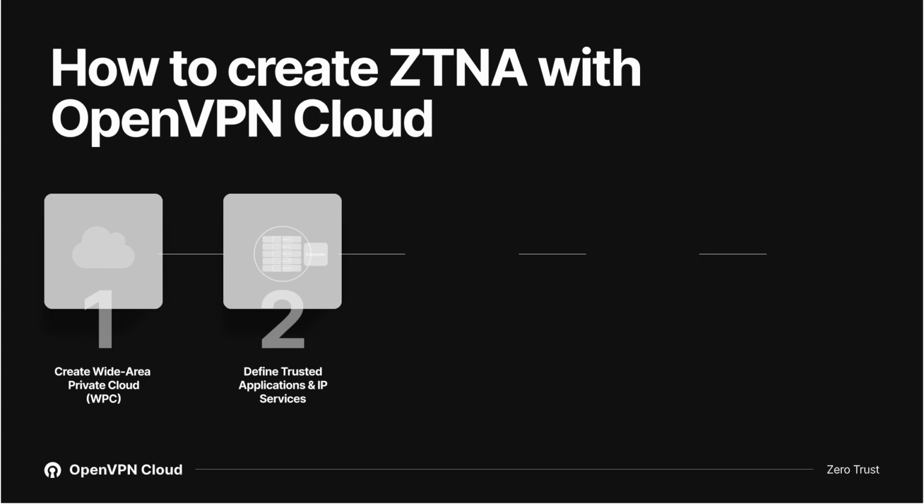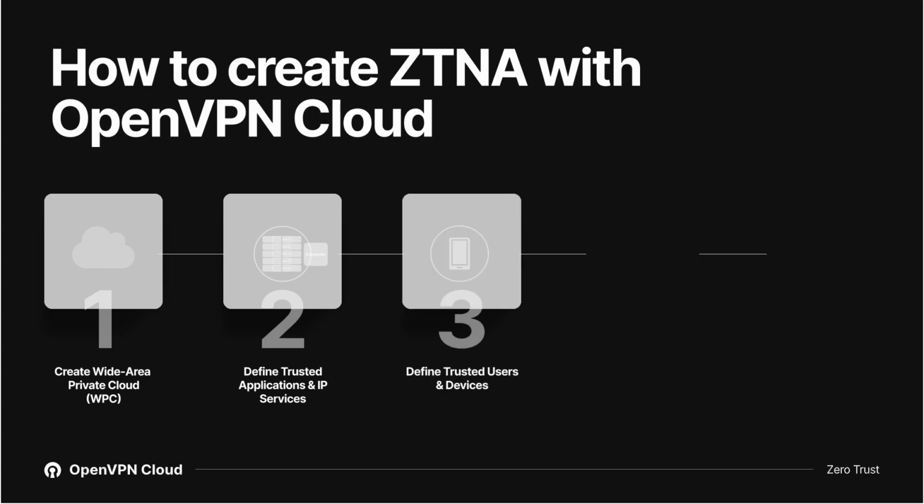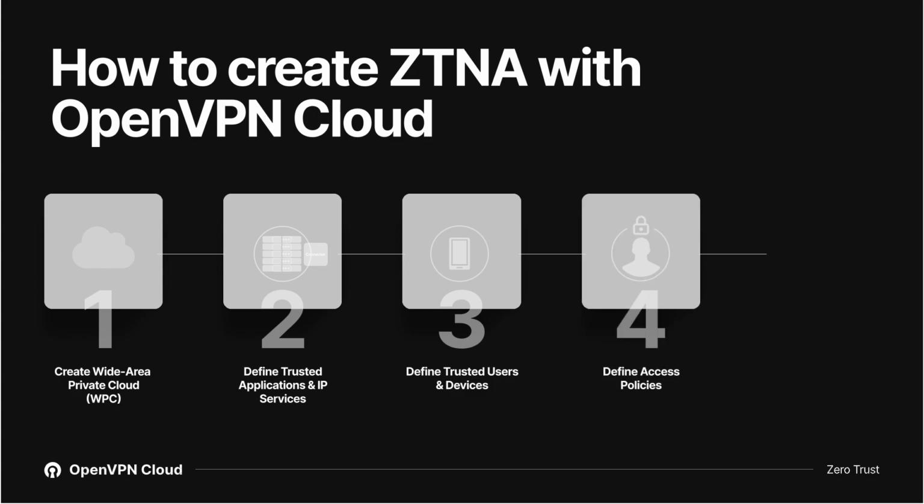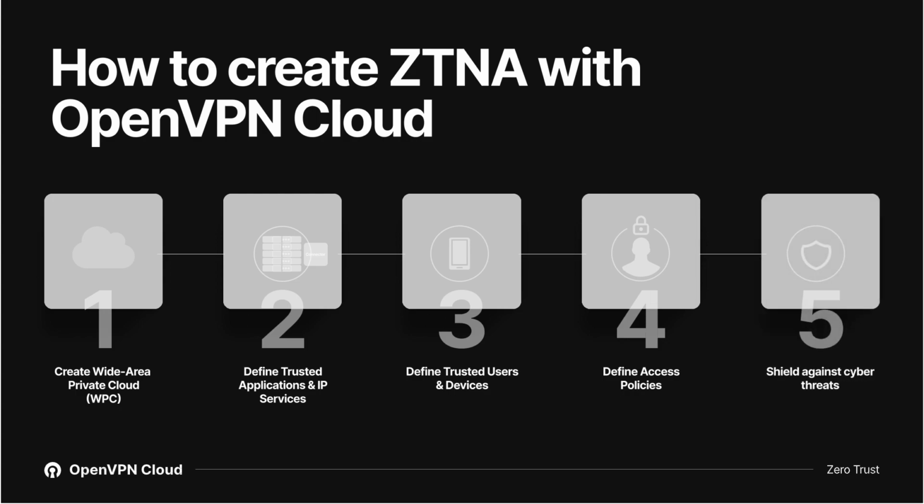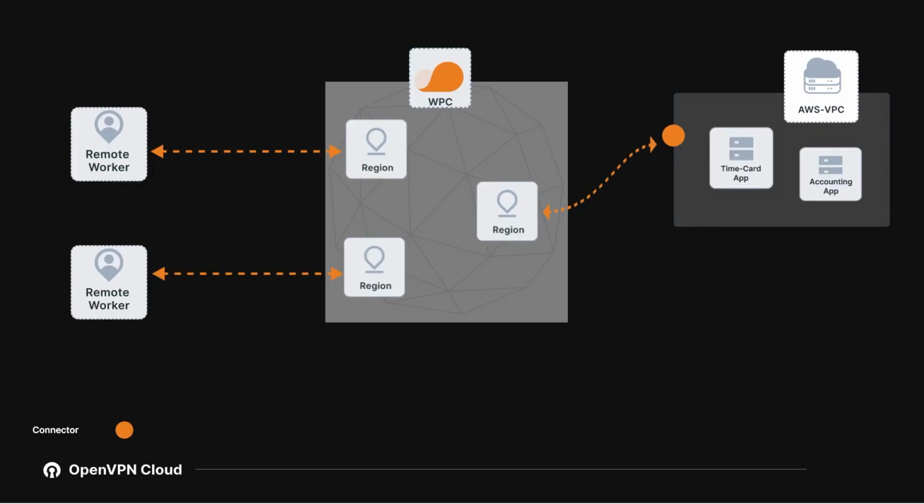That's going to be your second step. The third step is going to be defining trusted users and devices. Fourth step is going to be defining access policies. And then the last one is going to be shield, or enabling shield against cyber threats. The shield actually consists of traffic filtering and domain filtering, which we're going to look at in a minute. Now, in order for me to show you this, we have created this environment.